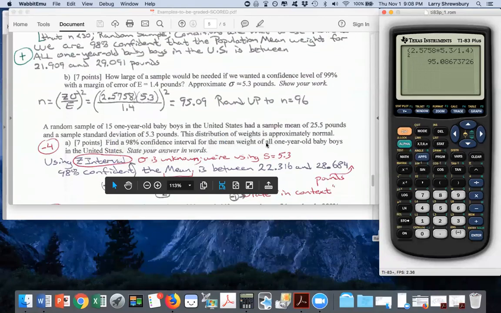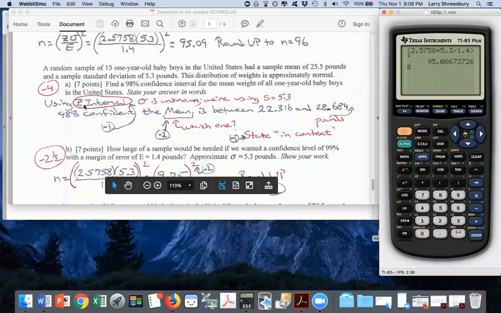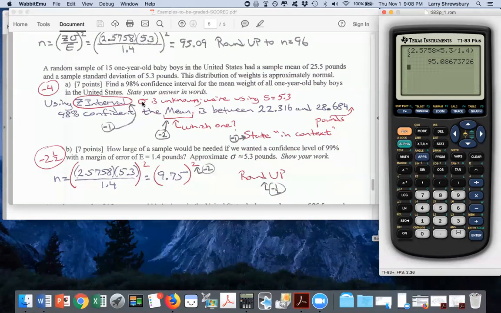All right, let's look at some not so good examples. They're using a z-interval. Well, that's really bad because this is a small sample size, so it's going to throw your answer off too much. A z-interval is only for when the population standard deviation is known, but it is unknown. So you've got to use a t-interval.